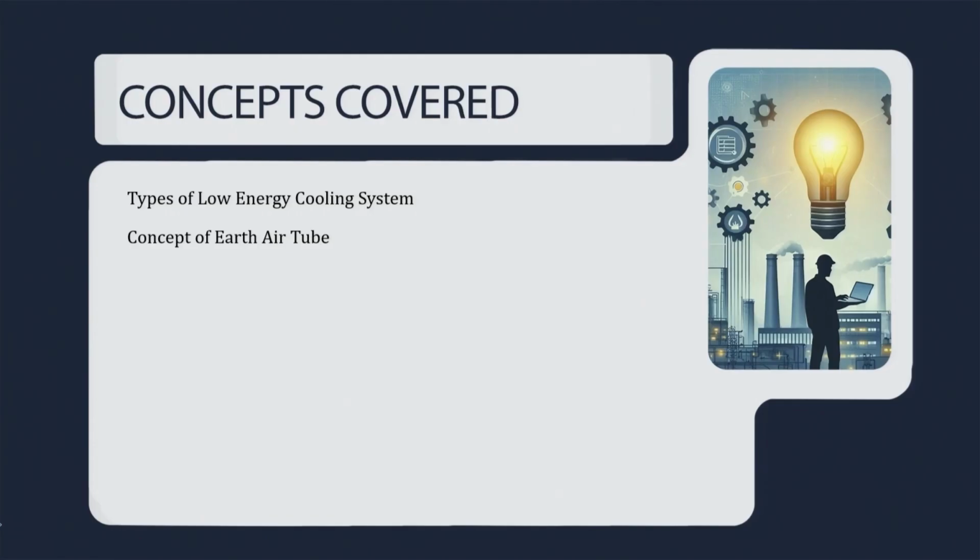This lecture, the 4th one, and the next lecture, the 5th of this module, we will be discussing some of the passive cooling strategies and also low energy cooling strategies. So, today in this lecture, we will discuss 2 things: the different types of low energy cooling systems and also the earth air tube.